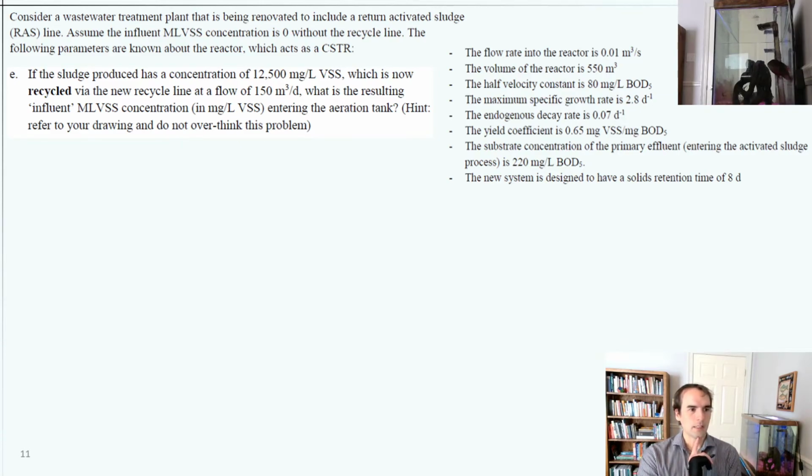Okay, part E is where we start getting to a different problem. Part E says if the sludge produced has a concentration of 12,500 milligrams VSS per liter, which is now recycled via the new recycle line at a flow of 150 cubic meters per day, what is the resultant influent, in quotes, MLVSS concentration in milligrams per liter entering the aeration tank? And then I give a hint to refer to your initial drawing. So we'll go ahead and draw that again.